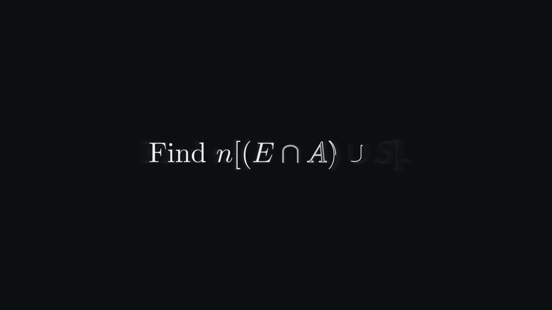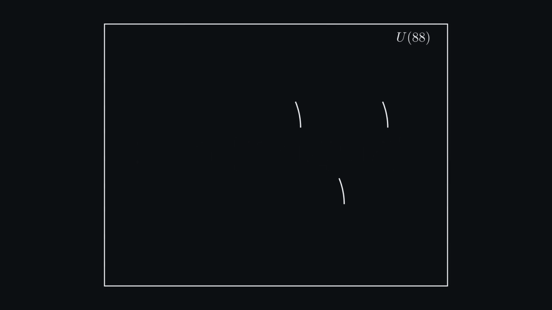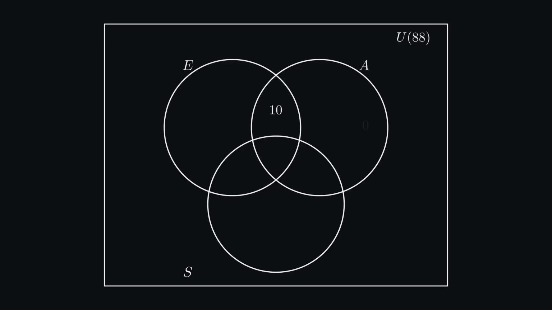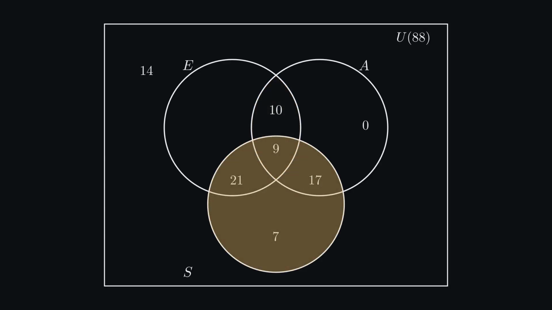Now, let's find n of the intersection of E and A, or S. We need everything in the intersection of E and A, or everything in S, counting the center only once. Highlight the whole E intersection A region. Highlight the whole S circle. The center is counted only once.